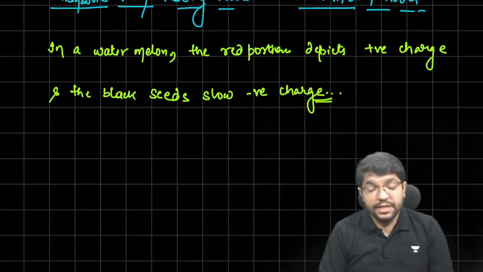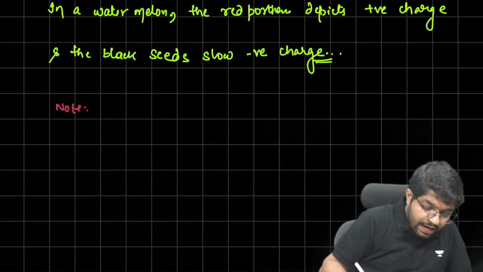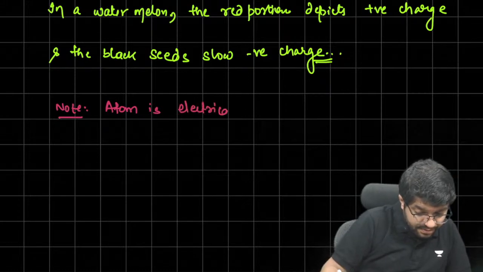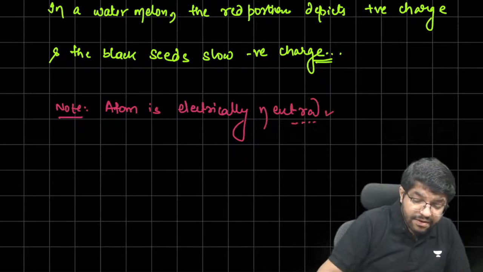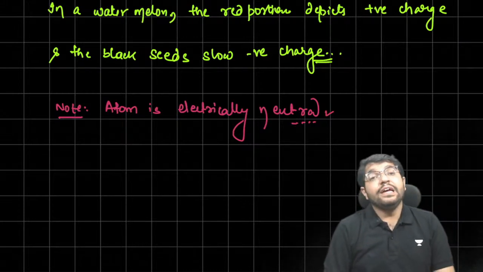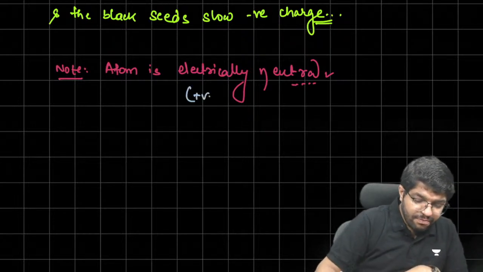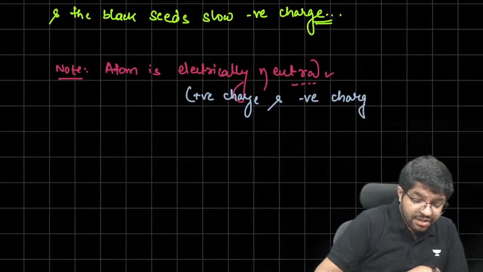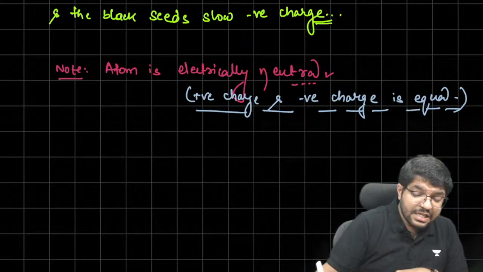It means that the atom is electrically neutral. Atom is electrically neutral means the amount of positive charge and negative charge is equal.